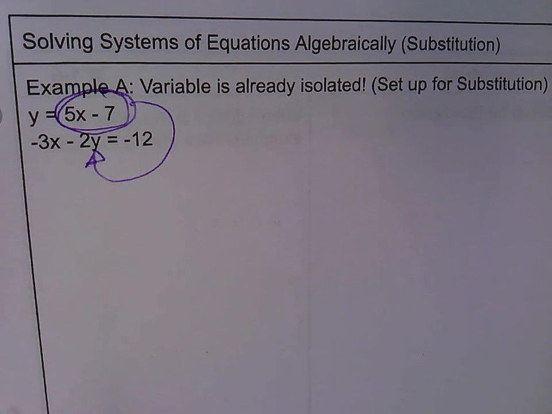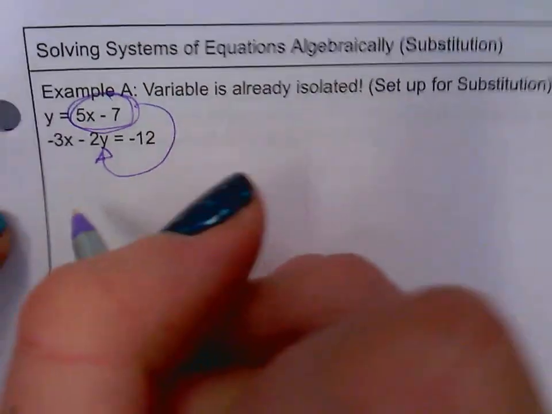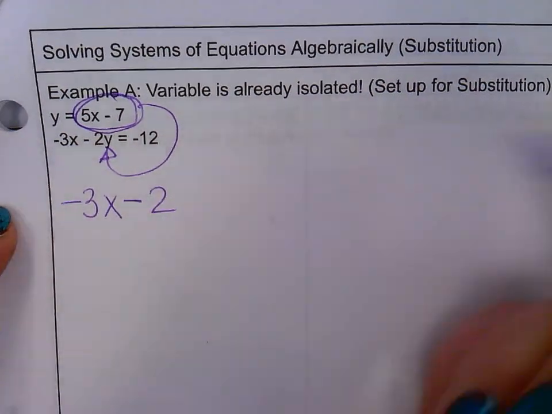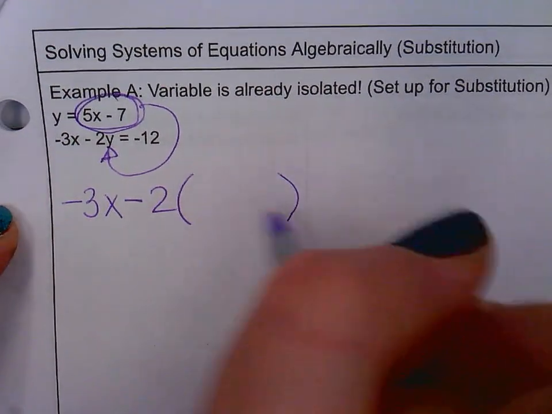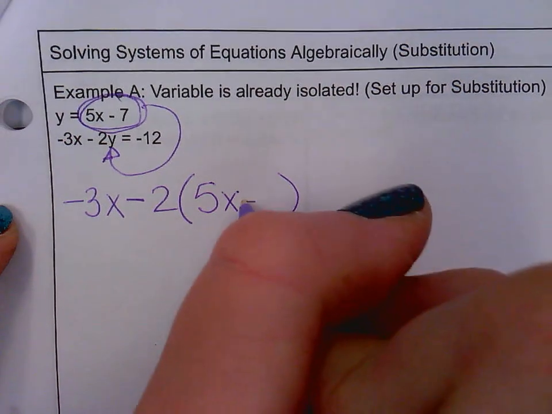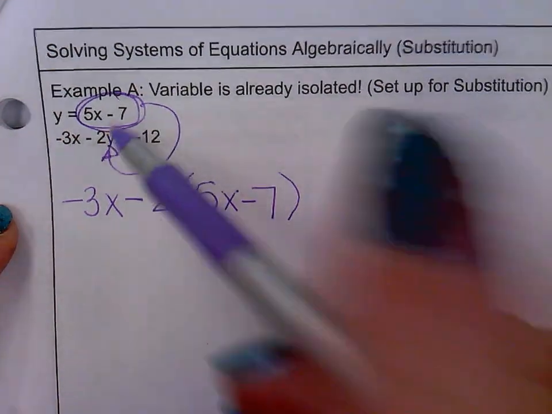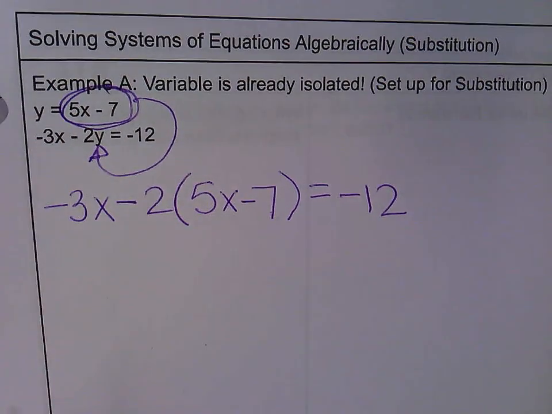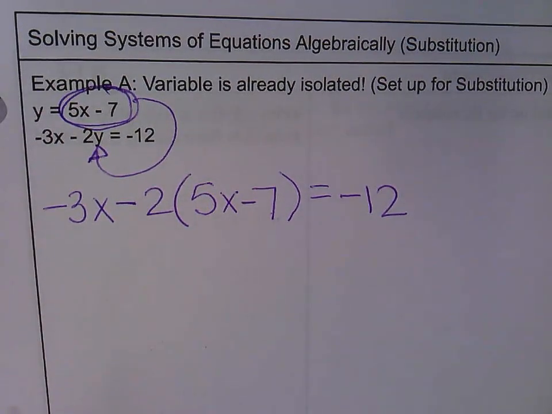So now I'm going to rewrite the second equation with only x's. So I still have this negative 3x. I still have this negative 2. But in place of the y, I'm going to write 5x minus 7. I've replaced that y. Then equals negative 12. That's the hard part. You did the substitution.